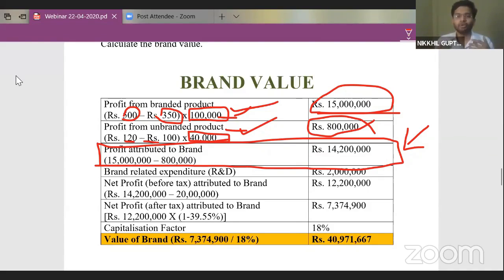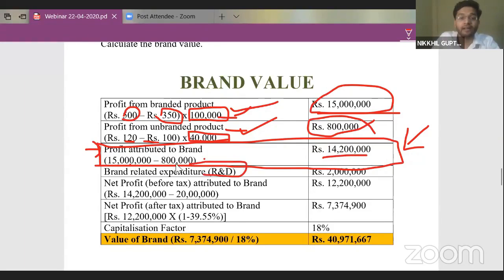If my brand is able to generate more sales, I will attribute all those sales to brand. Doesn't matter what is the difference in quantity. I will also consider those additional quantities which are sold as my brand profits. So what is the profit attributable to the brand? 1.5 crores minus 8 lakhs, 1 crore 42 lakhs.